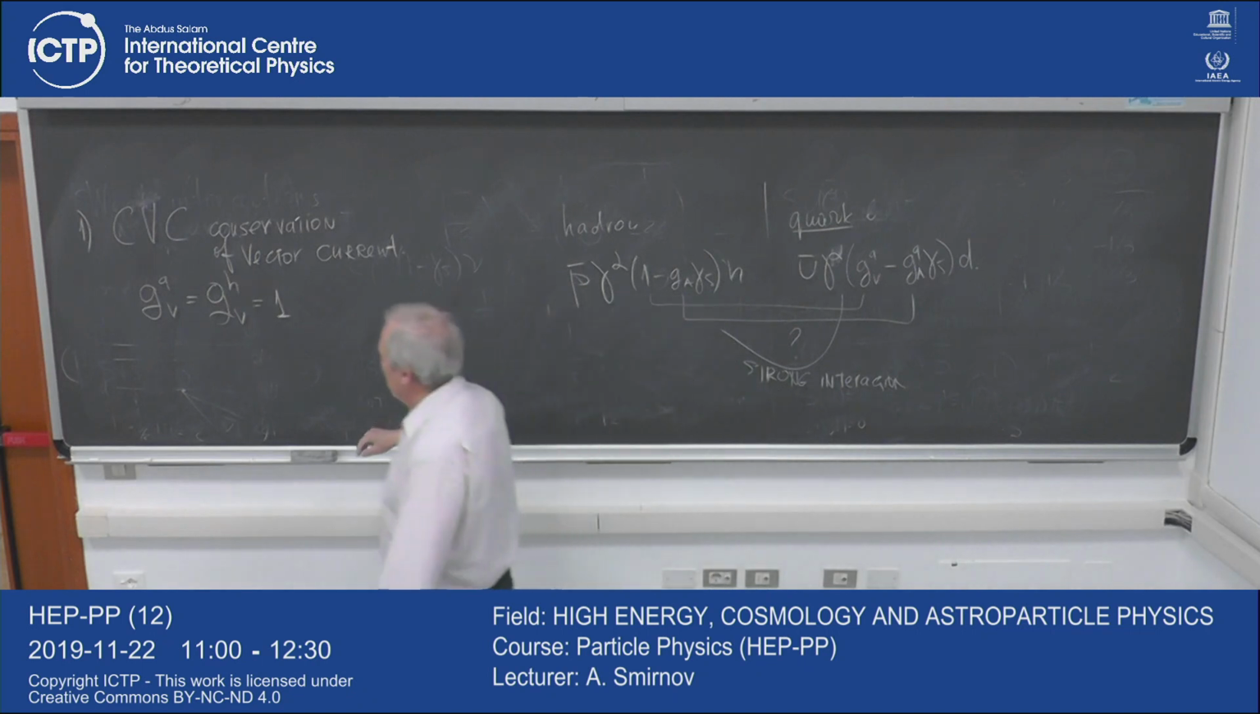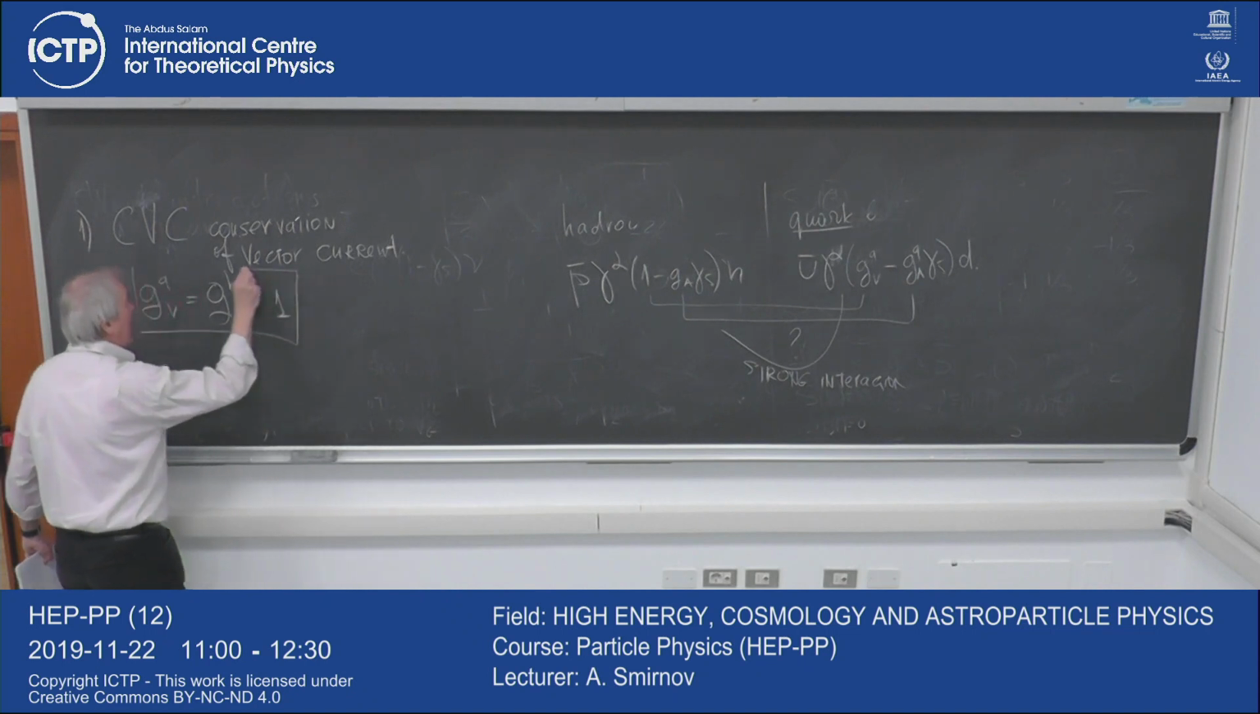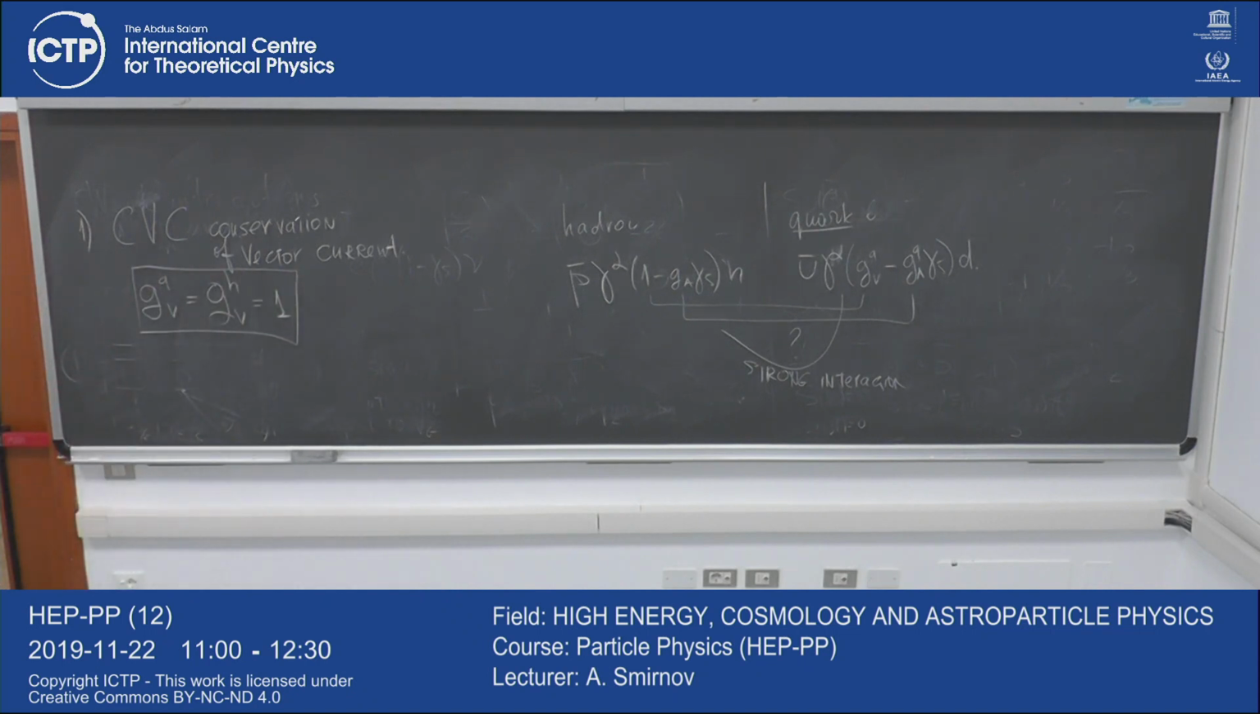This equality means that strong interactions do not modify vector couplings. They're the same. And this actually is analogous to what we have with conservation of vector current in electrodynamics. So suppose we have a quark with charge. Let me put this analogy. I will explain this using analogy with electromagnetic interactions, where also vector currents are conserved.